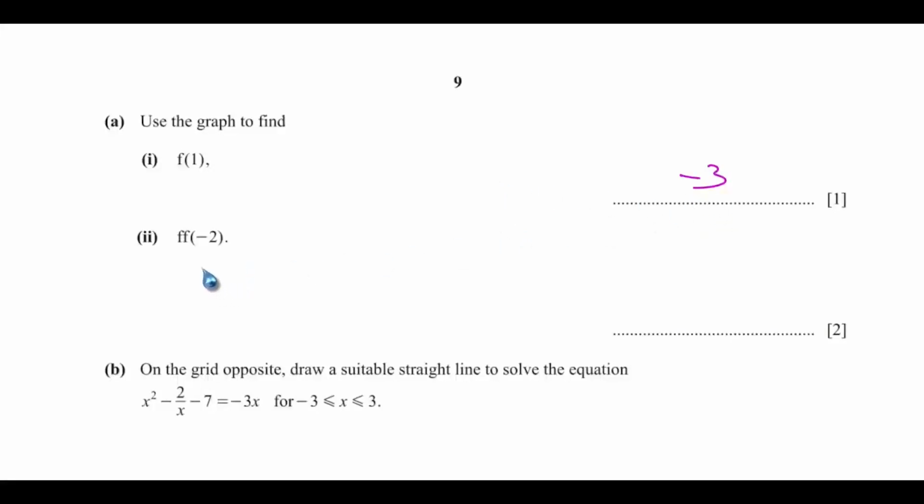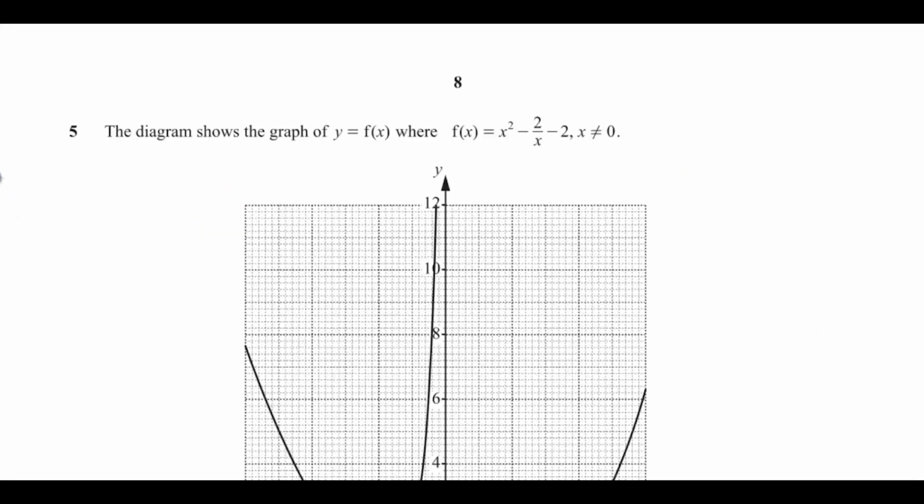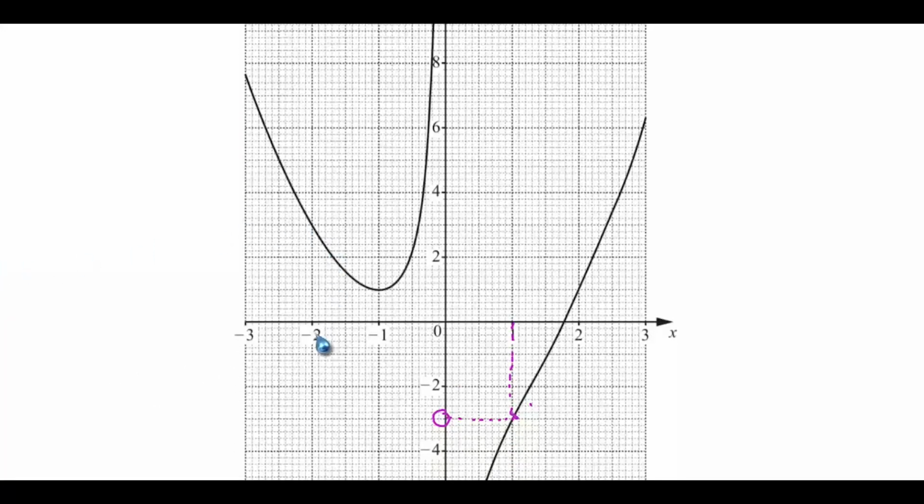Roman figure 2, use your graph to find f of negative 2. So the first thing we need to do is to get f of negative 2. The answer we get from f of negative 2 will serve as the new value of x. Then we are going to find f of that new value of x. So let's go to the grid and find f of negative 2. If you trace it, it will touch this curve here at this point. So that will be y equals 3, this particular point here. So that will be the new value of x.